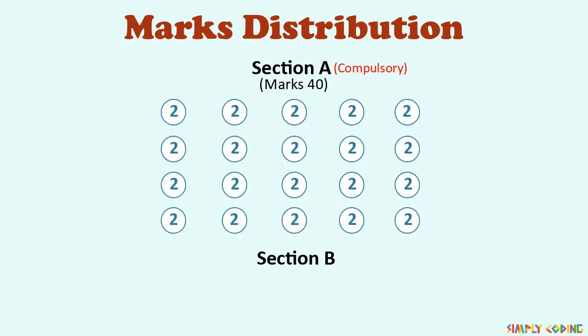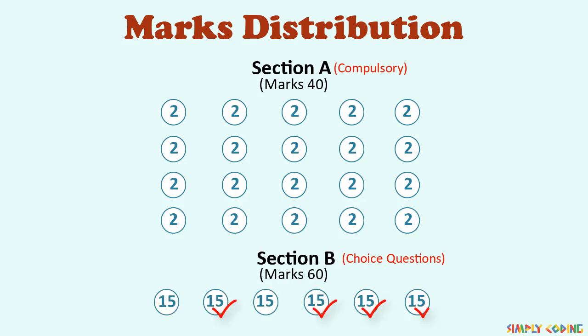The ICSE theory question paper has 2 sections, Section A and Section B. Section A is compulsory and is of 40 marks. It has 20 questions of 2 marks each. Section B is of 60 marks, where you have a choice and have to attempt any 4 questions out of 6 of 15 marks each.